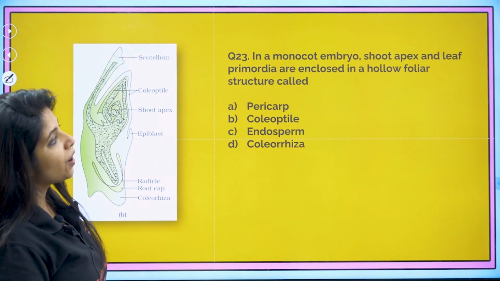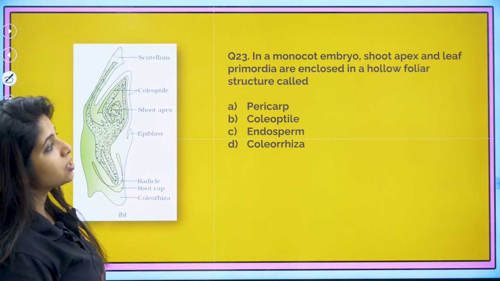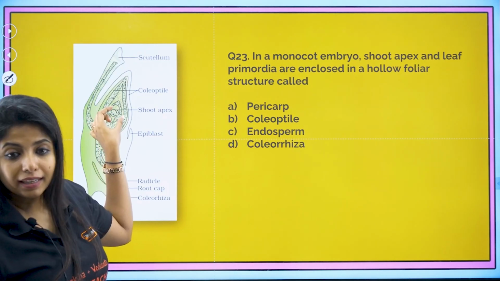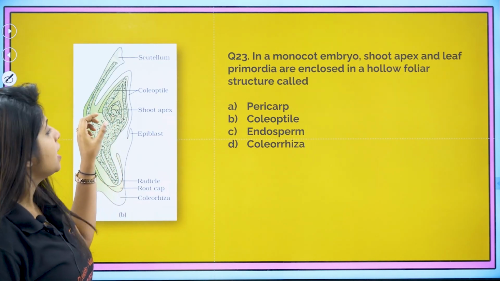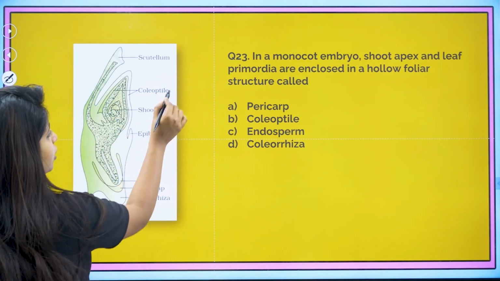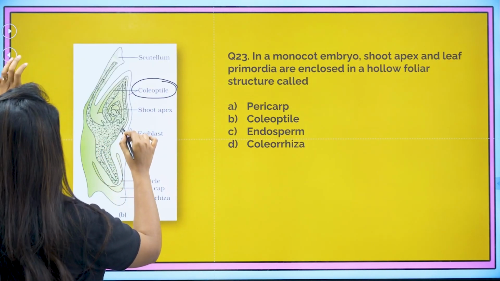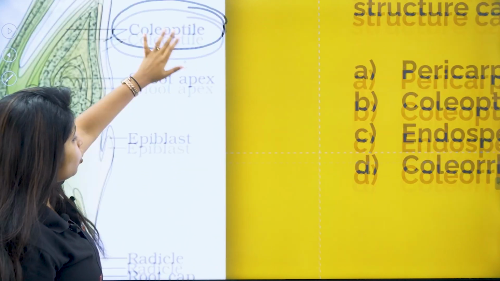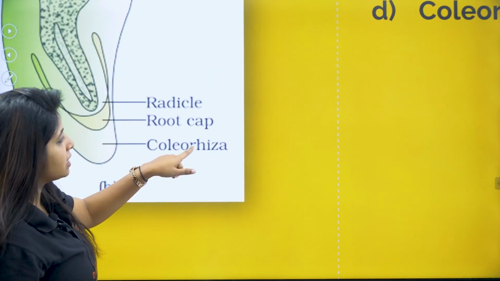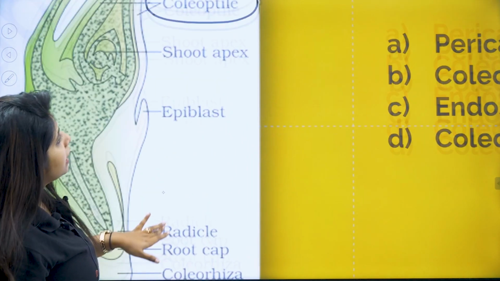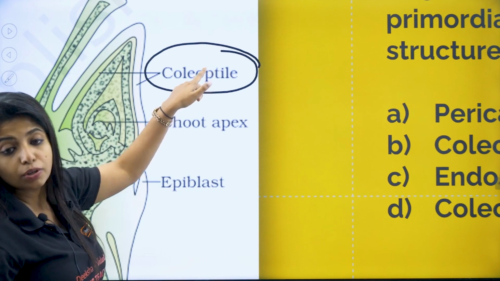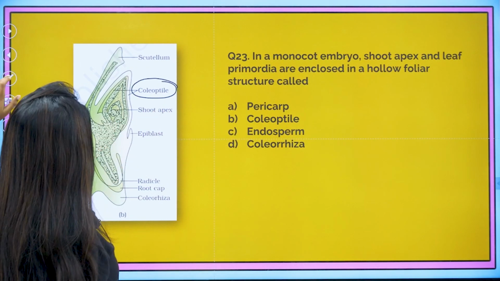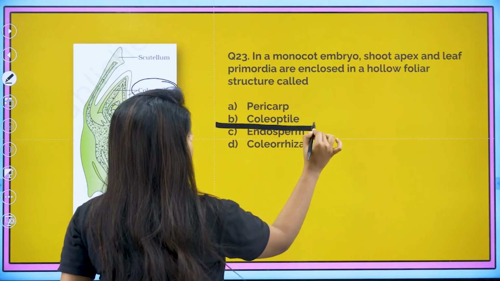Now next question, in a monocot embryo, shoot apex and leaf primordia are enclosed in a hollow foliar structure known as. So the shoot apex, which is going to form the shoot, my dear children, and the leaf primordia, all of it is covered by something which you call what? Coleoptile. You call this structure coleoptile. Coleorhiza is towards the root. So R is there, so it is towards the root. And over here P is there, so it is towards the plumule, which is also known as the shoot apex. You can remember like that. So your answer for this question would be coleoptile.